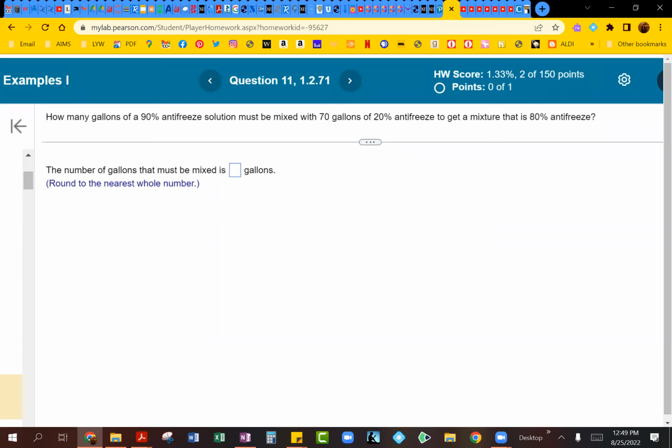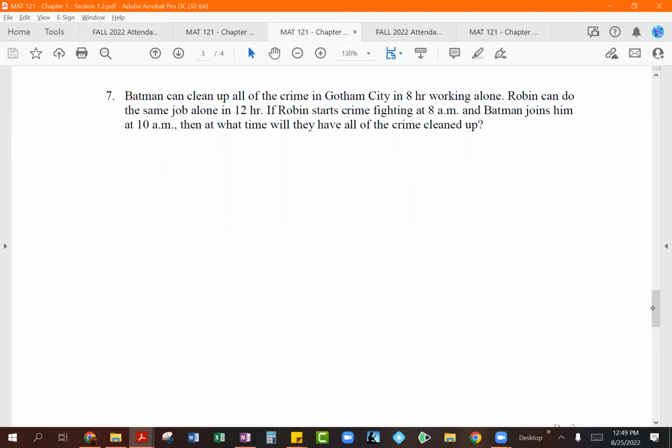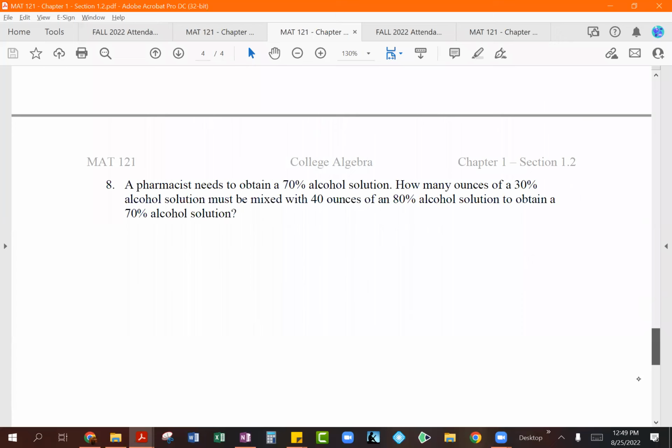So, of course, the first thing you're going to do is convert all your percentages to decimals, because then that concentration is going to be combined with how many gallons of that liquid you are using. And let me make sure I'm doing this right. Okay.